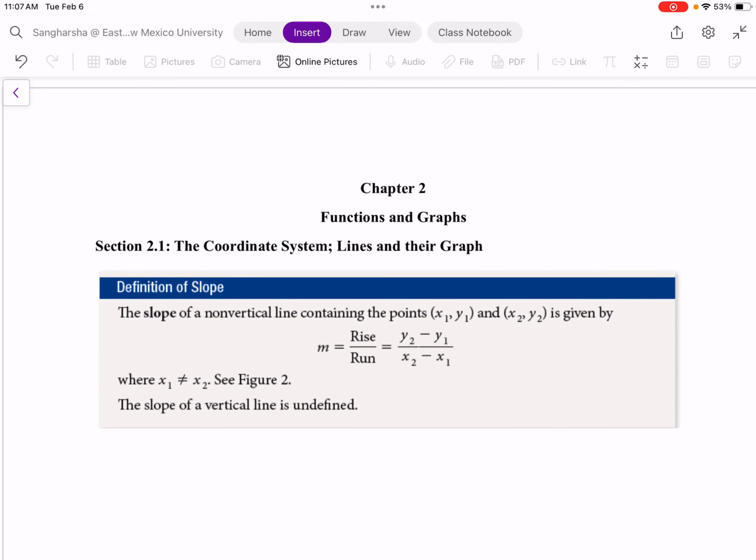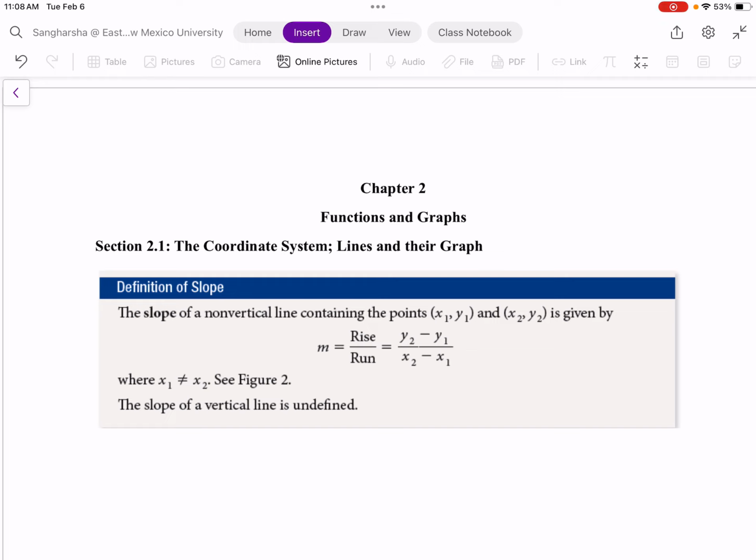So we have the coordinate system in section 2.1. Now, what is a coordinate system? Have you seen what it looks like? And what do we use a coordinate system for? What is the use of this coordinate system?